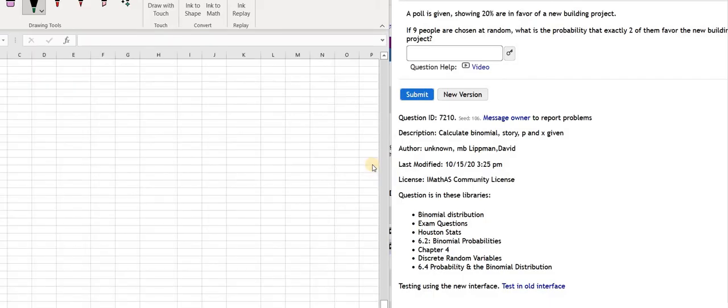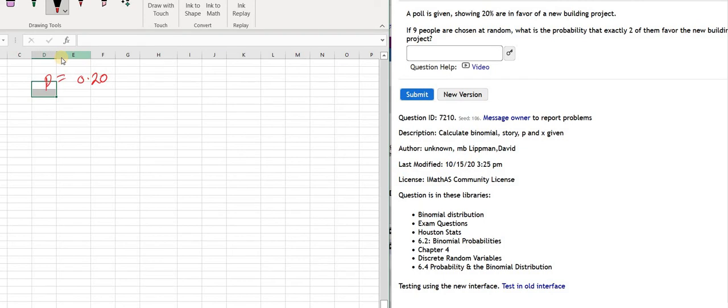A poll is given showing 20% are in favor of a new building project. If 9 people are chosen at random, what is the probability that exactly 2 of them favor the new building project? So we have a binomial experiment with the probability of success equal to 20% or 0.20. Probability of success is choosing a person in favor of the new building project.